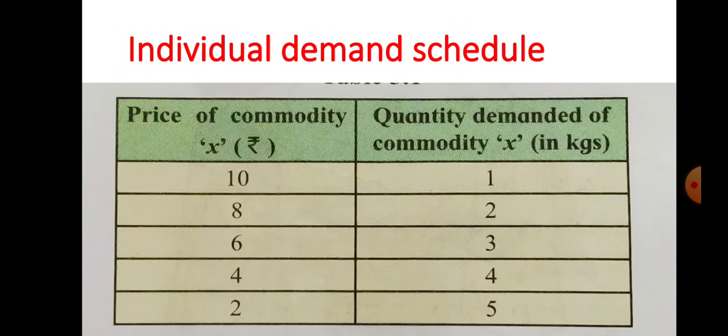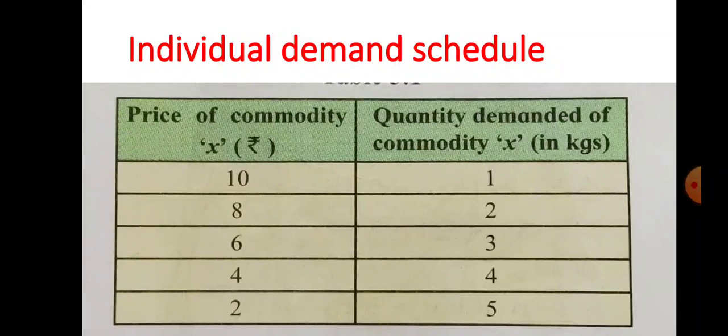What is individual demand schedule? How can you define individual demand schedule? It is a tabular presentation showing inverse relationship between price and quantity demanded by a single consumer in the market within a given period of time. Let us see this schedule.